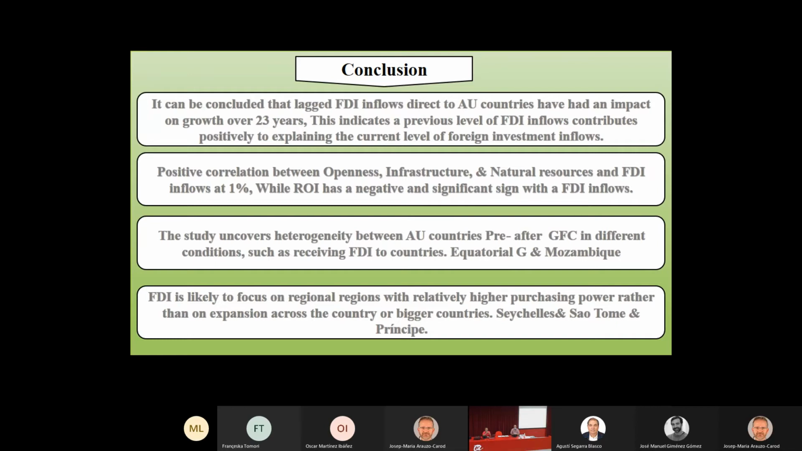The last point means that FDI, according to my data and my period, is going to countries with higher purchasing power, not big countries by size, like for example Nigeria or Algeria. It is going to the higher purchasing power, I mean a good market or something like that. Some is hidden here, but the points that we are making here are clear.